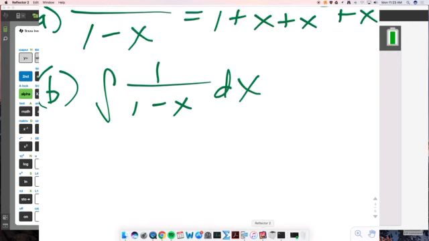This goes all the way back to 4.4. If you put that in parentheses and put it to the first power, now it is pattern recognition. We have an inside function of 1 minus x. What is the derivative of 1 minus x?